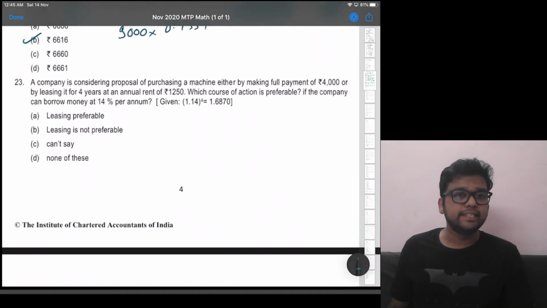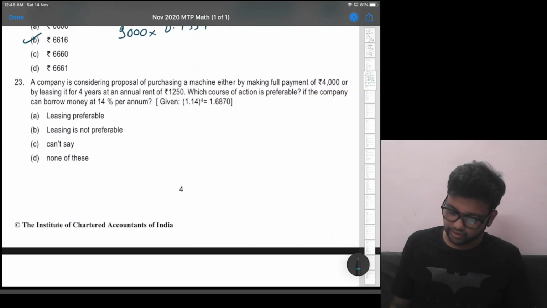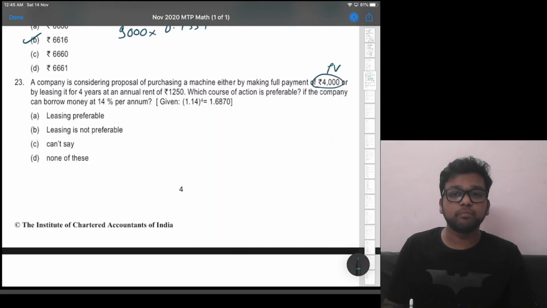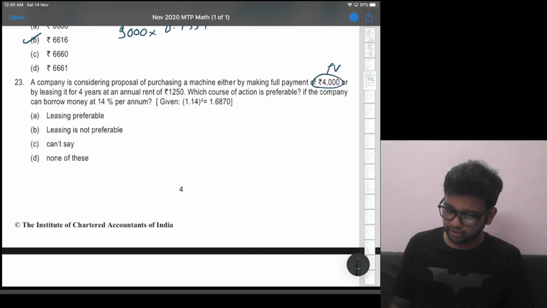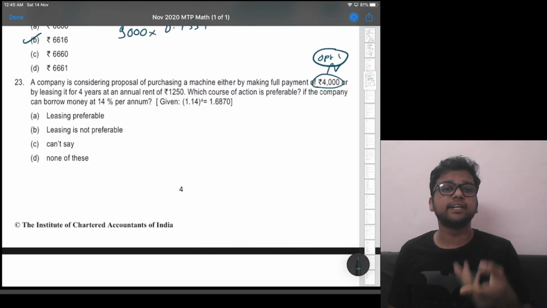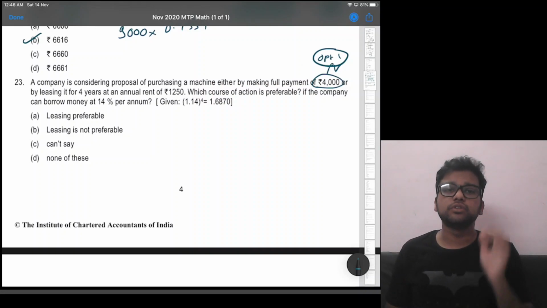Next, leasing. A company is considering proposal of purchasing a machinery either by making full payment of 4,000. Okay, so that is present value. If we purchase today, we'll have to pay 4,000. Option 1. Or by leasing it for 4 years at annual rate of 1250. Which course of action is preferable?